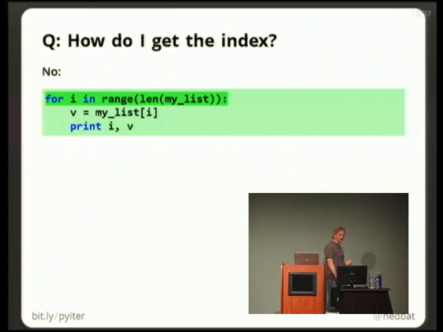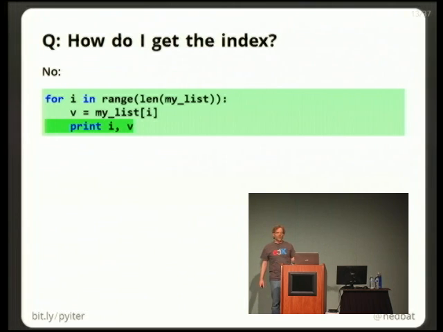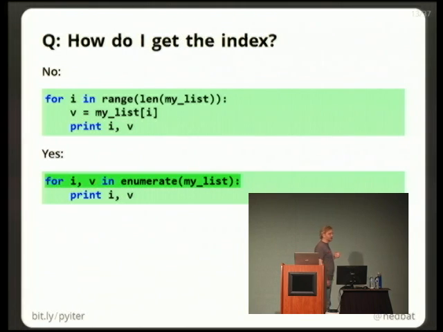So here we can use for i in range of len of my list, we can pull the value out of our list, and then we can print both the index and the value, right? We've solved the problem. How can I print out all of the values with their index? But this is not the way to do it. The way to do it is that Python gives you an enumerate function. And enumerate will give you two values for every value you give it. It'll give you the index and the original value.